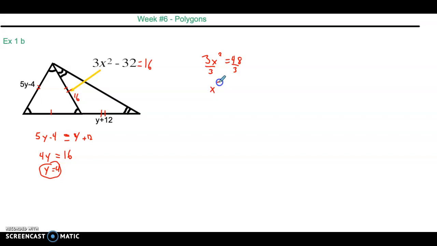Come on, pen. Pen's frozen. There we go. X squared equals 48 divided by 3, which is 16.